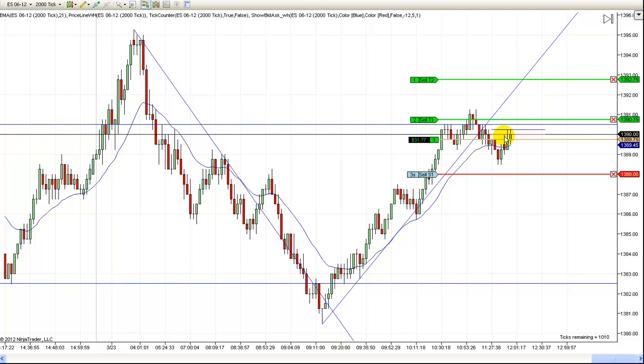I really like this now because we did break higher and we came back and we tested the upper side of the EMA and it held. So I'm really liking this trade now to at least scalp out of it.